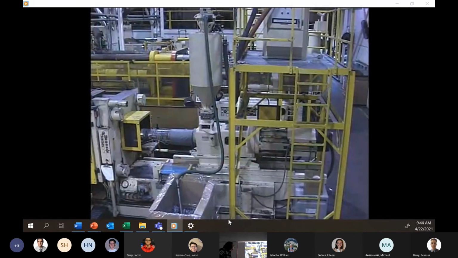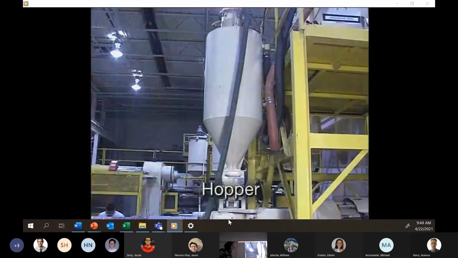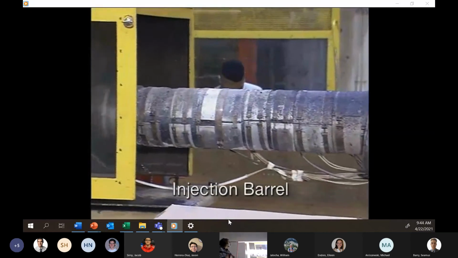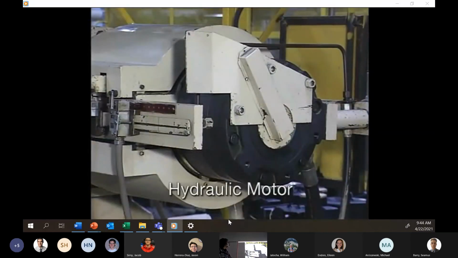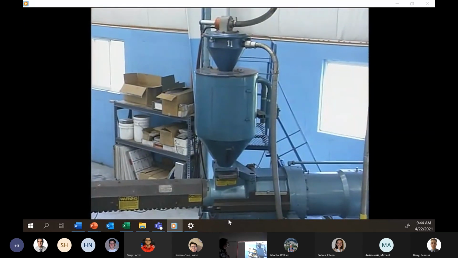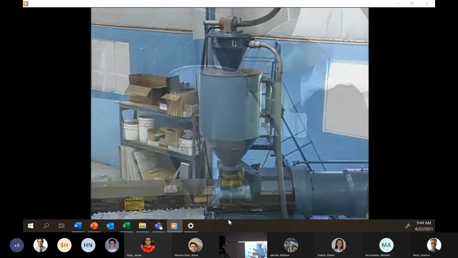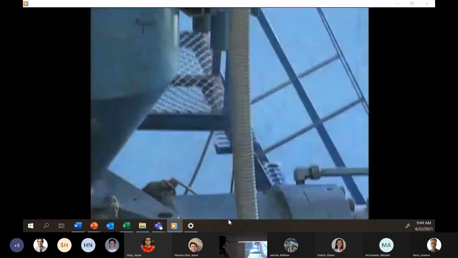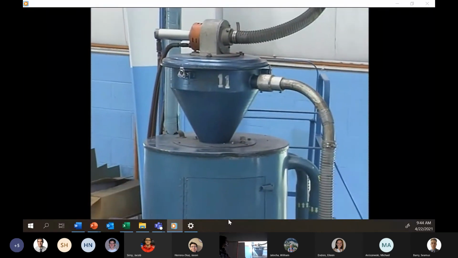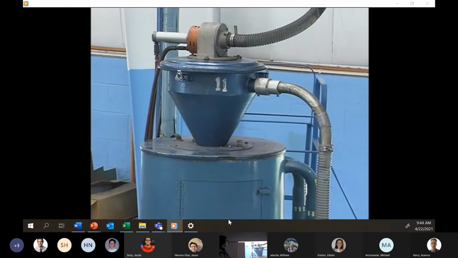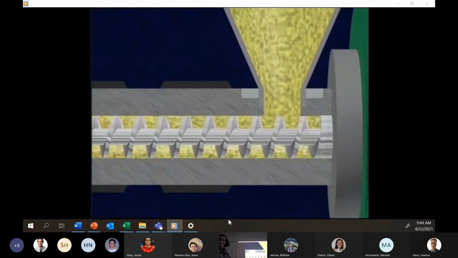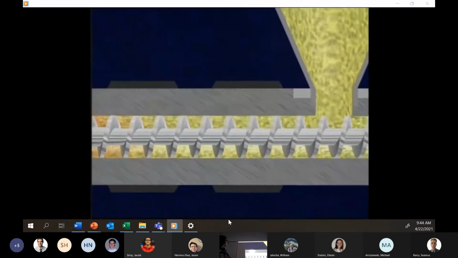The main parts of the reciprocating screw injection system are the hopper, a reciprocating screw inside an externally heated injection barrel, a hydraulic motor, and an injection cylinder. Resin material is fed to the injection barrel from the hopper. These hoppers may be filled manually or vacuum-fed automatically, and often have dryers attached to the top to remove the moisture from the material. As the resin enters the injection barrel, it is driven forward by the rotation of the screw, which is powered by the hydraulic motor.